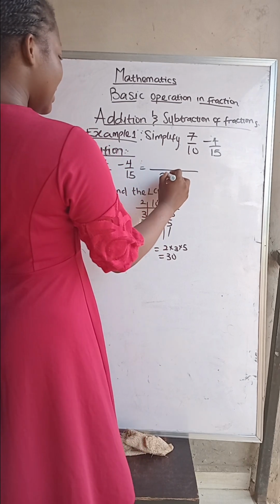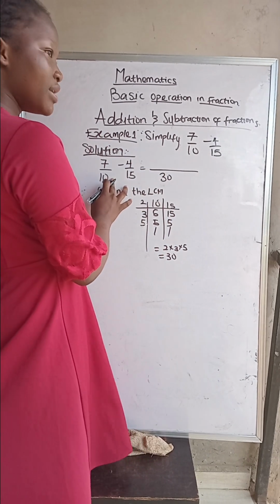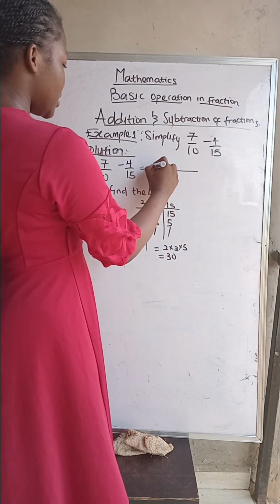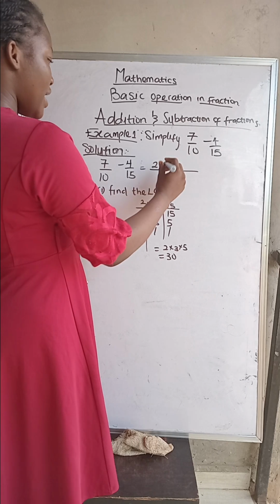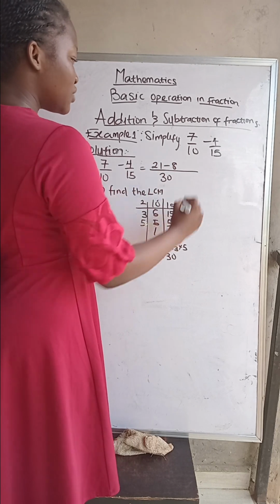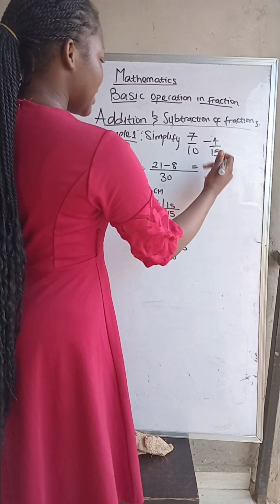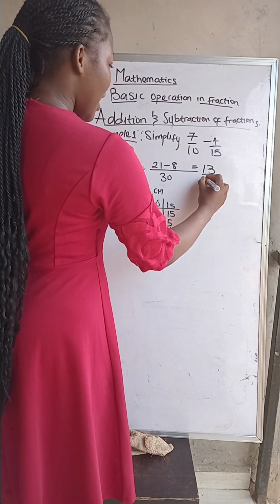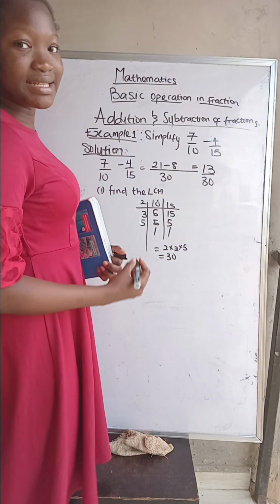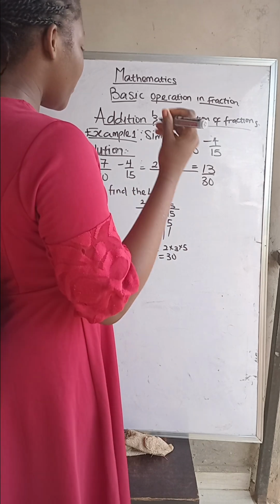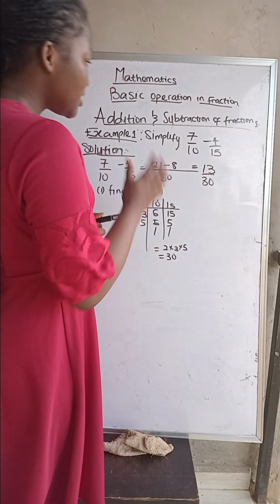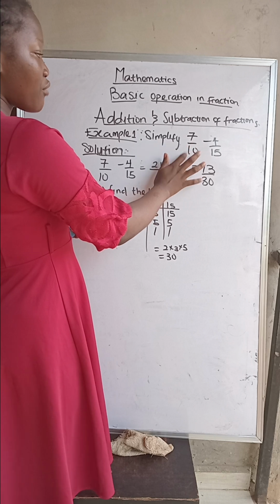So 30 divided by 10 is what? 3, times 7 is what? 21. 30 divided by 15 is what? 2, times 4, 8. So we have now 21 minus 8 is what? The answer is 13 over 30. You understand this now? So we have done subtraction, and we have done the addition. Now this is on proper fractions.